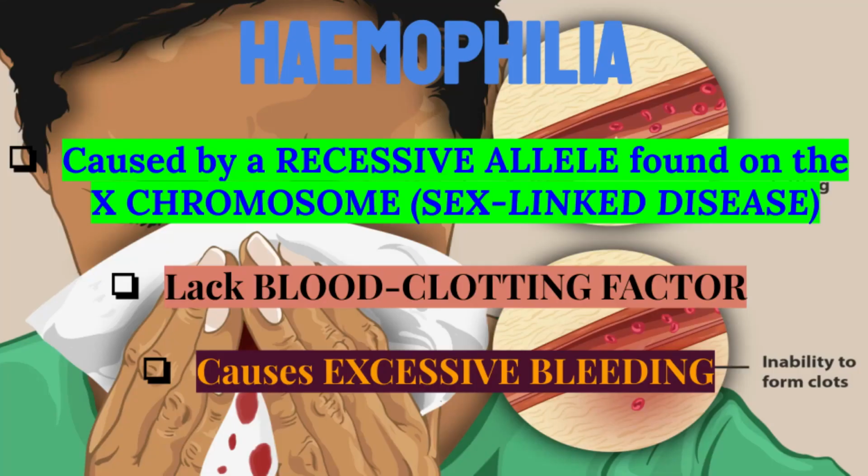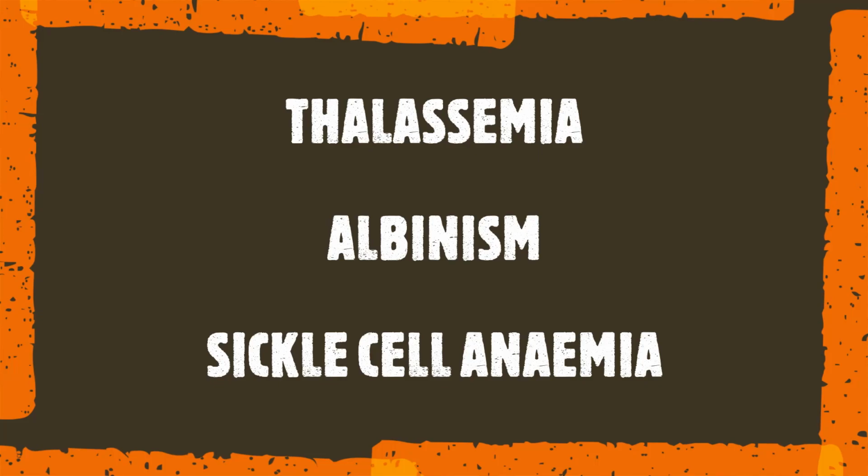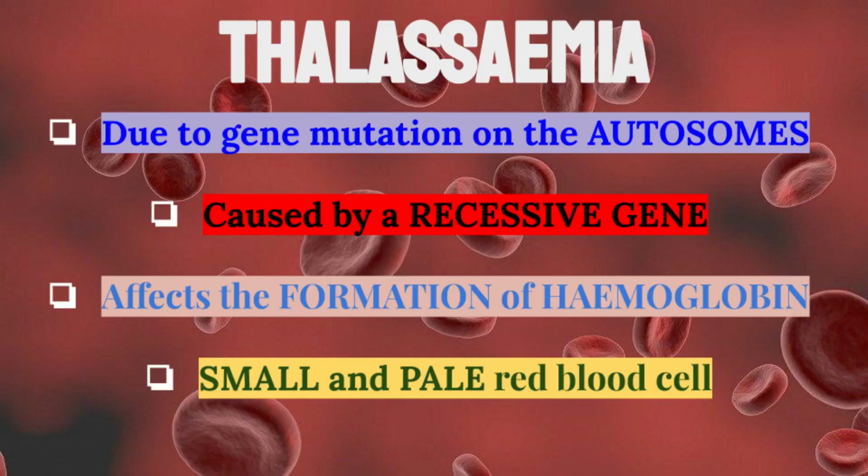Hemophilia. It is caused by a recessive allele found on the X chromosome. It causes the patient to have lack of blood clotting factor, hence, causing excessive bleeding. Finally, we will learn about mutation on autosomes instead of in the sex chromosomes.